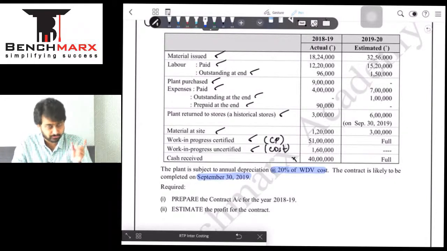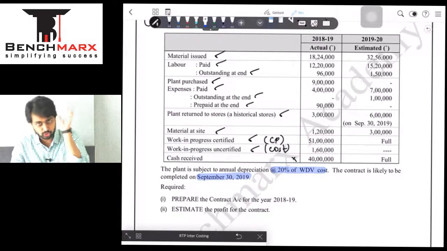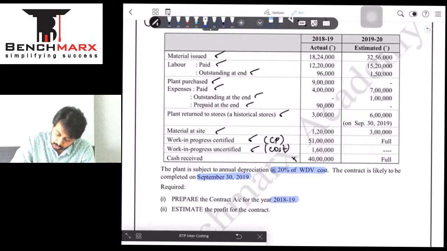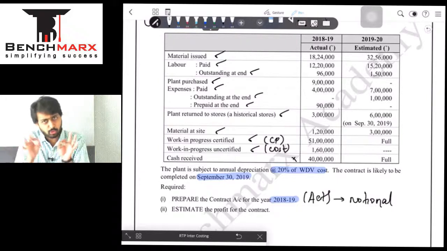This will also help us to find out ki plant kitne time tak use hua hai, because September 30 tak contract khatam ho raha hai. Theek hai. Prepare contract for 1819. Now 1819 eventually means ye apna pure actuals hai, and this will obviously help us to find something called as notional profit. This is what we always do. Apan ne ye bahut baar kiya hua hai.